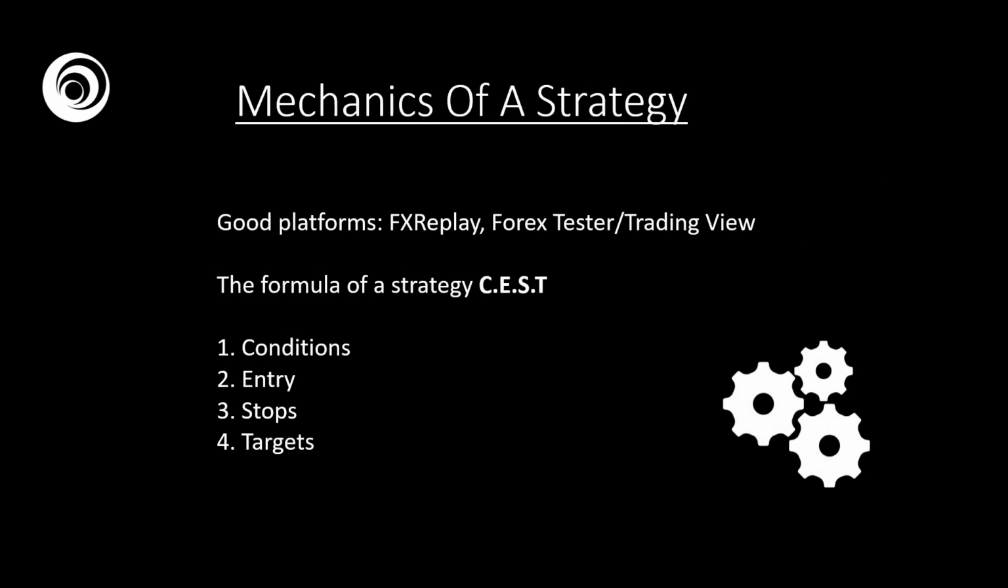So the mechanics of a strategy. What this basically means is you need these 4 conditions for your strategy. You need your main conditions that you need to see. You need an entry trigger. You need to know where you're going to put your stops, and you need to know how you're going to do your trade management. So that's the basic foundation of a strategy. When you have them 4 requirements, that's when you can start testing them.